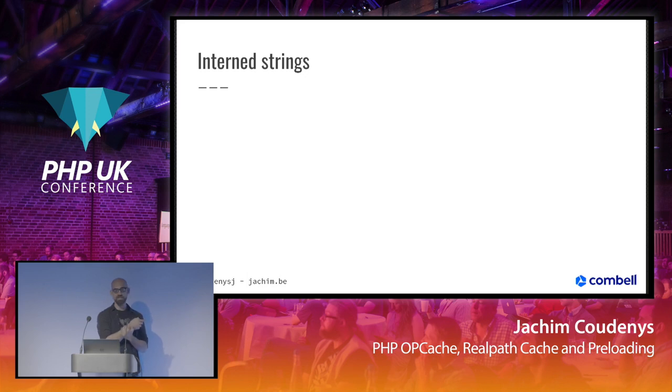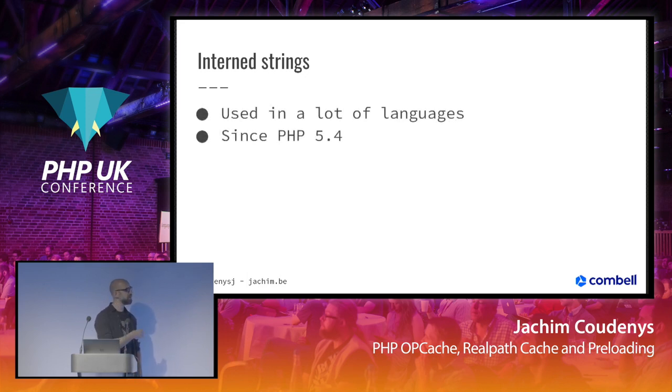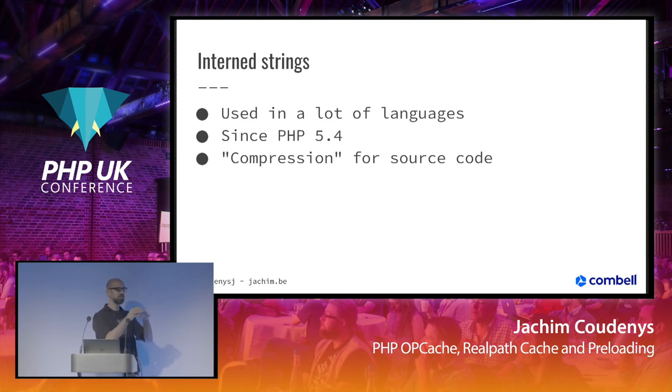I talked about the interned strings, and this is something that's being used in a lot of languages. It's available in PHP since 5.4, and it's some kind of compression for source code. So if you have a lot of the same combinations that are occurring a lot, you can just compress that so that you have an even smaller footprint in the memory of all the opcodes.